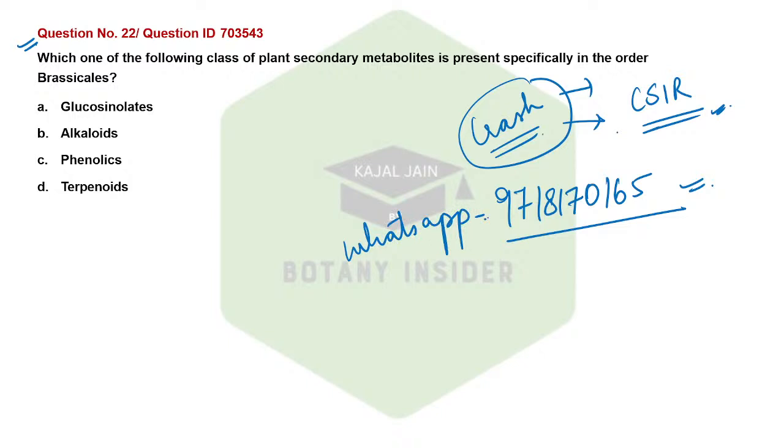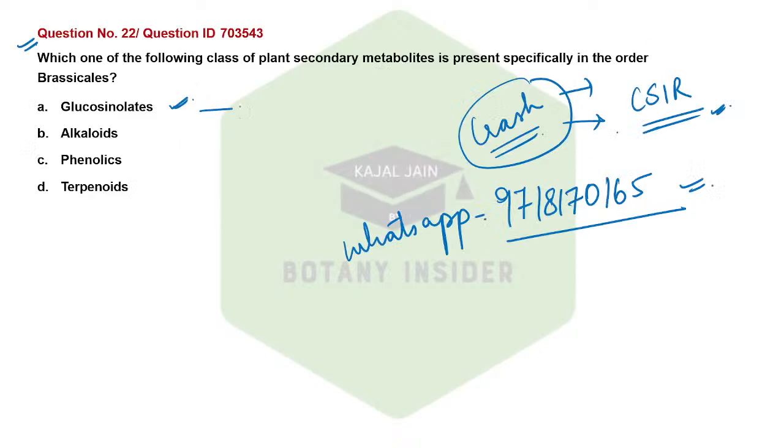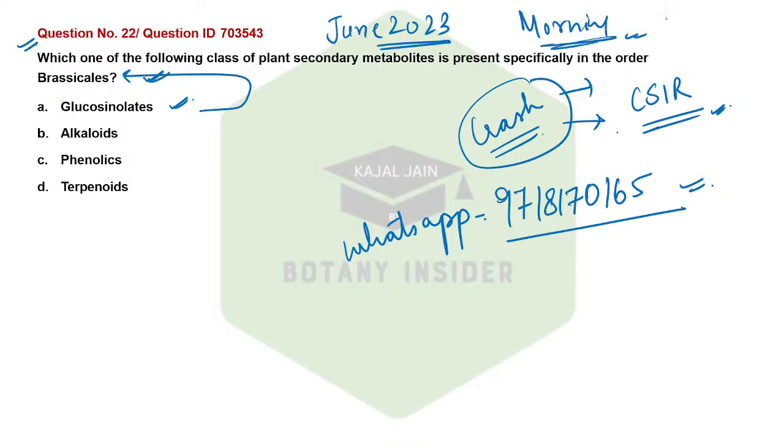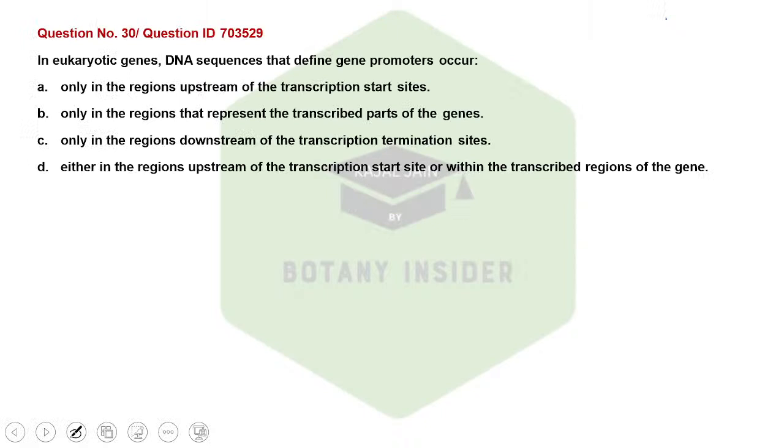Everyone mark the answer. Only three of you have marked the answer till now. Easy question. Very good, Madhukar. Yes, the answer for this particular question is glucosinolates. A is the correct answer. These glucosinolates belong to the Brassicales order. Very, very easy question, and this was asked in the June 2023 morning shift paper. All the questions that I am taking up today were asked in that paper. One more question, give it a try, everyone.